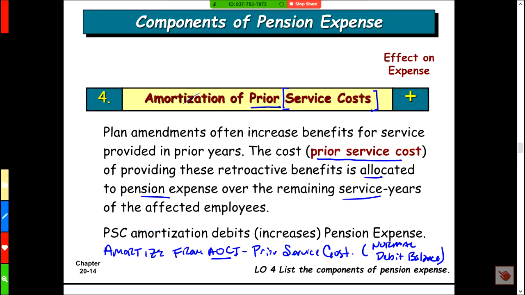Amortization, remember, it's a systematic reduction in a financial instrument or intangible asset account. So this is related to a financial contract, a pension. So we have pension expense and AOCI, prior service costs.